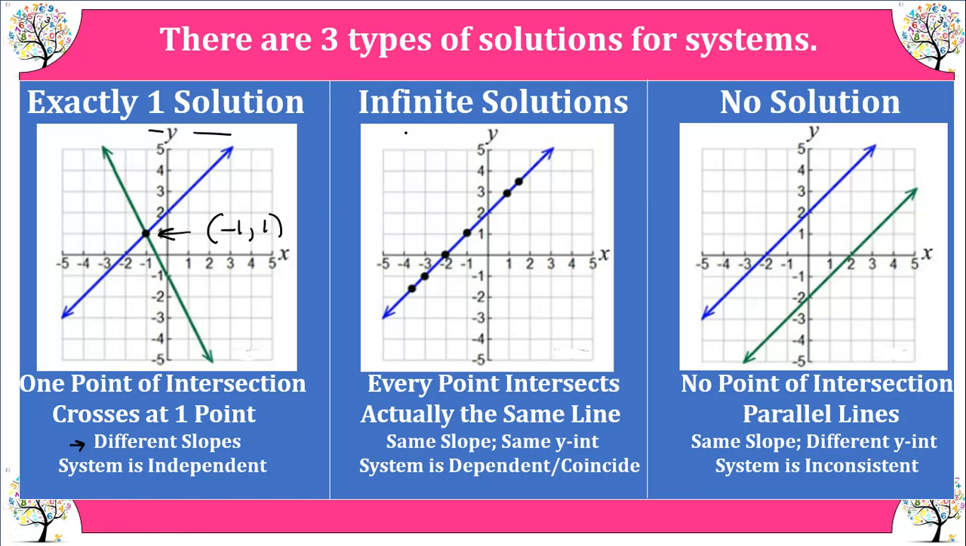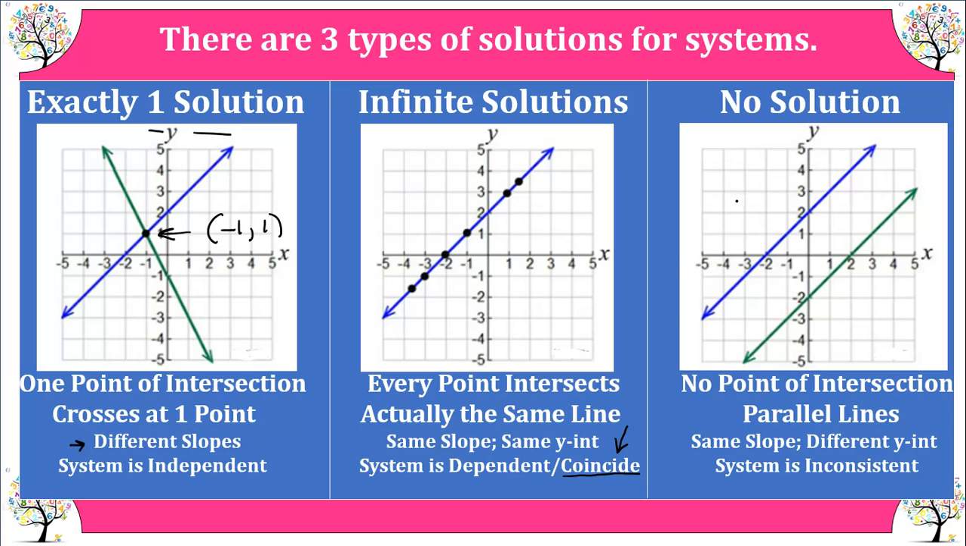Then we have a solution set that's infinite solutions. And even though you can't see the green line, it lies along the blue line. And this gives you infinite solutions. Every ordered pair makes both equations true because ultimately they are the same line. We say that these lines coincide, so make sure you write that word down. When things coincide, they lie along the same location.